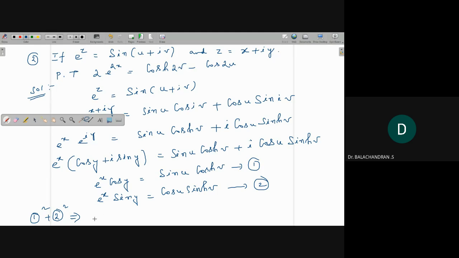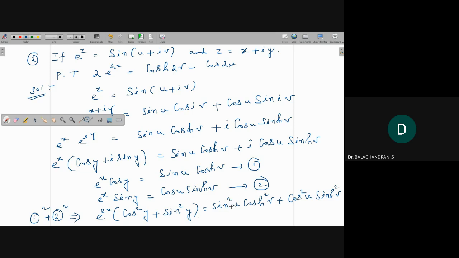Okay, so now e power 2x. In both terms you have e power 2x, that's why I'll take it common: e power 2x into cos square y plus sin square y, which is equal to, right hand side is what? Sin square u cos h square v plus cos square u into sin h square v. Actually, this is 1.